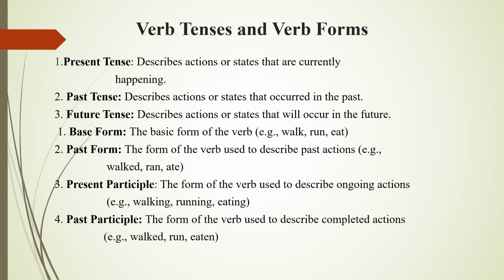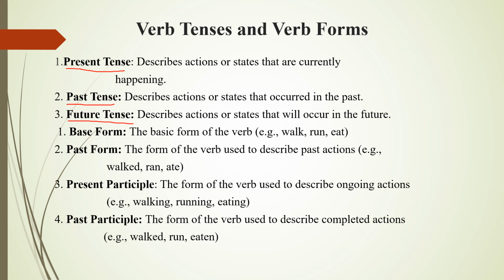Now, verb tenses and verb forms. This is a very important part of parts of speech. Verb tenses. There are 3 types of tenses. We all know, first of all, there is present tense, past tense, and future tense. So these are the 3 basic types of tenses.